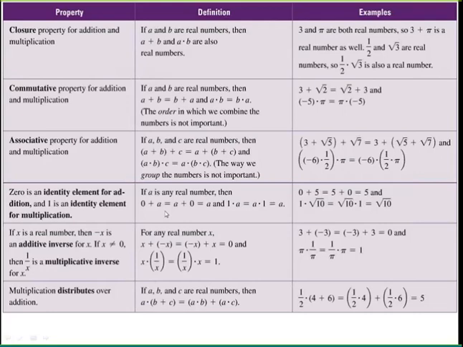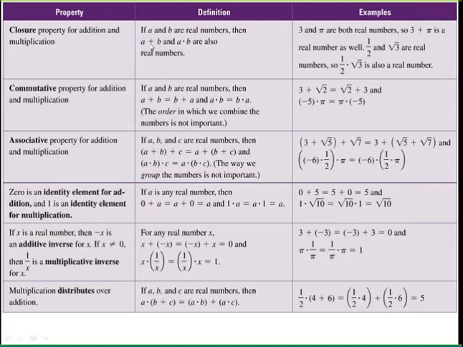So additive identity has 0 to it, multiplicative has 1. Basically, you're trying to figure out what would you add that doesn't change it, what would you multiply that doesn't change it. And then we've got the associative property, which regroups a problem. The commutative property rearranges the problem, the order that they go.